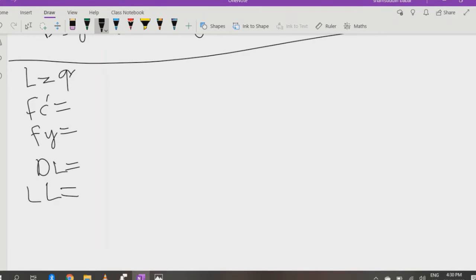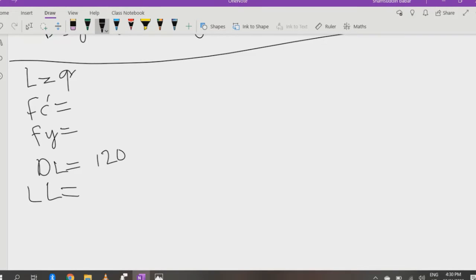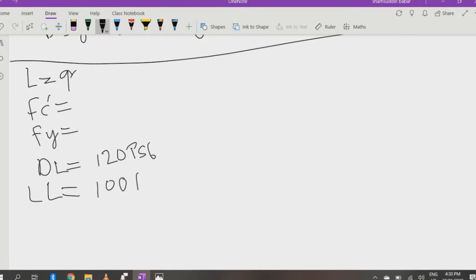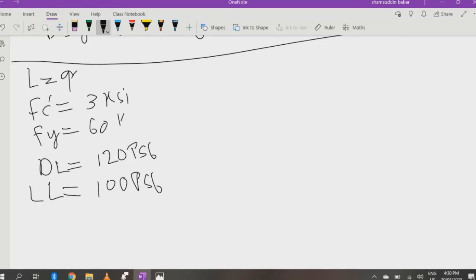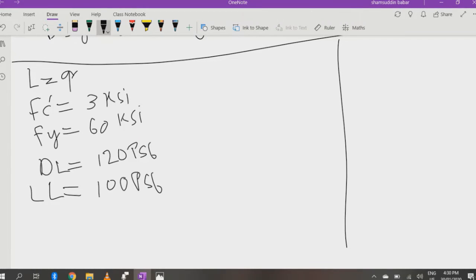For dead load we are assuming 120 psf. If it is not given in the question, it's better to assume 120 psf, and for live load I take 100 psf. If these values are not given, I assume these values, and f'c is 3 ksi and fy is 60 ksi. So this is the data I require before proceeding towards any step.